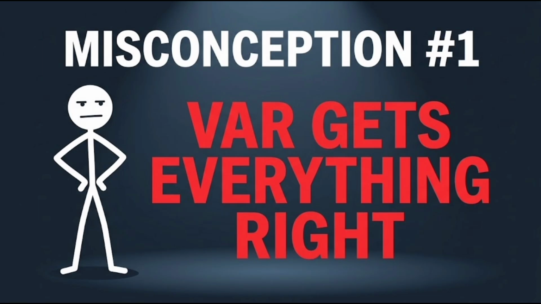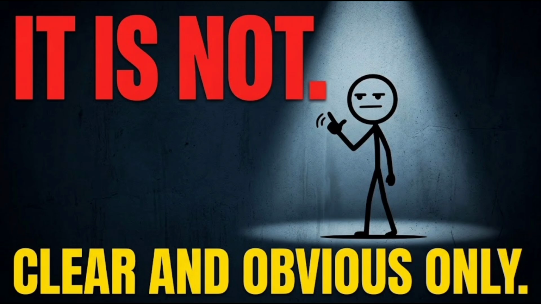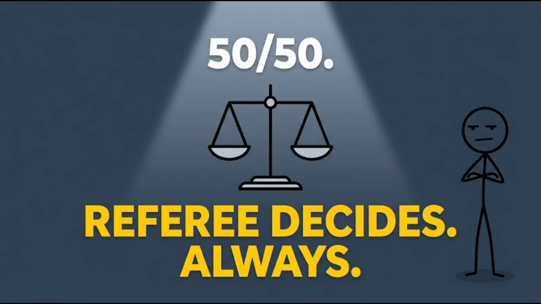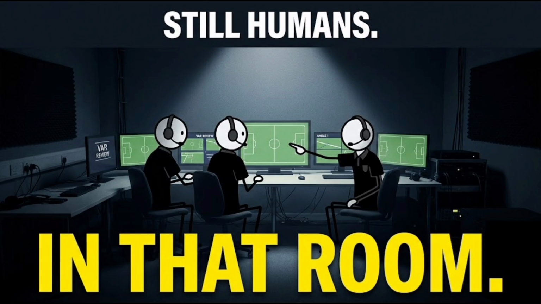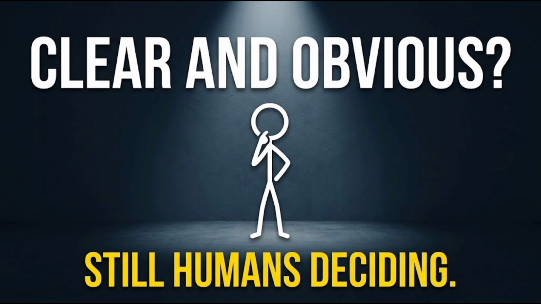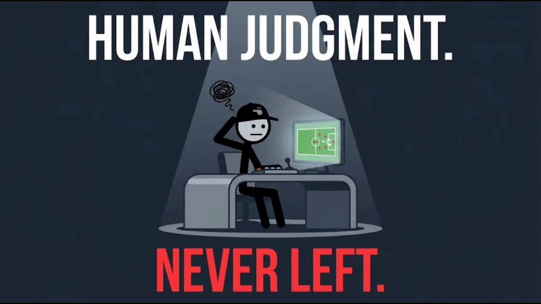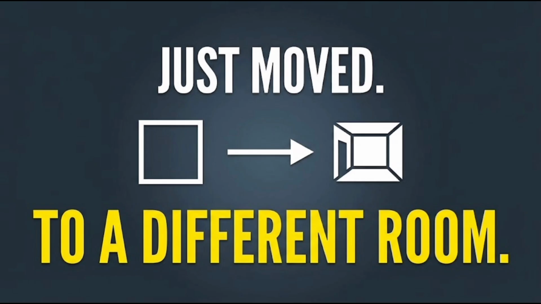Misconception 1. VAR is there to get every decision right. It is not. VAR is there to correct clear and obvious errors only. 50-50 calls stay with the on-field referee, always. Misconception 2. VAR makes the game fairer by removing the human element. It does not. There are still humans in the VAR room making judgment calls about whether something is clear and obvious, about whether a handball was deliberate. Human judgment never left. It just moved to a different room.